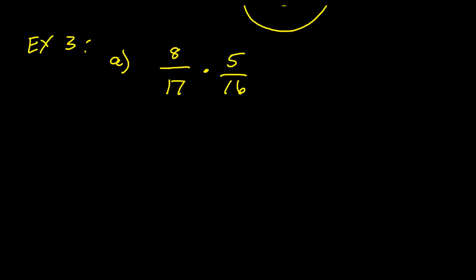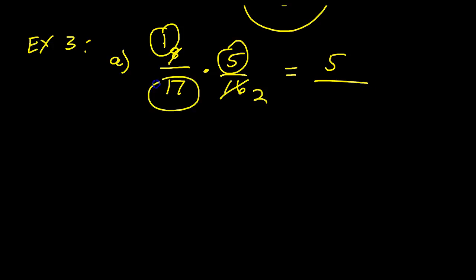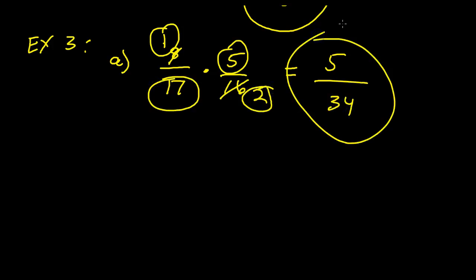8 goes into 16 twice, does it not? So what I can say is 8 goes into 8 once, 8 goes into 16 twice. And now that I've cross-canceled as much as I can, now I will multiply across. 1 times 5 is 5 in my new numerator. Downstairs, 17 times 2 is 34. Final answer, 5/34. I can't get any simpler than that.